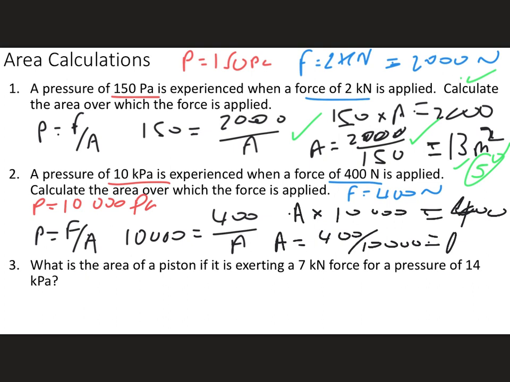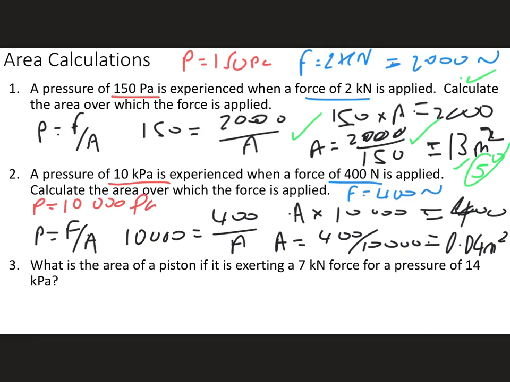So 0.04 meters squared. That's not looking the best. Let me just try and make that neater for you. So I get 0.04 meters squared. So now should we run through and mark our work so we can see what we get the marks for.